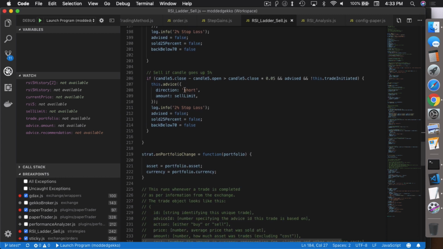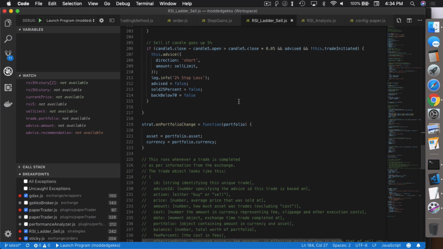And the last thing is sell if the candle goes up 5%. So this is where if candle.close minus candle.open is greater than the 5-minute candle close times 0.05, so basically greater than 5%. So if the close price minus the open price is 5% greater than the close price, then we're going to sell. So far, I have to say I haven't hit this in my backtest.